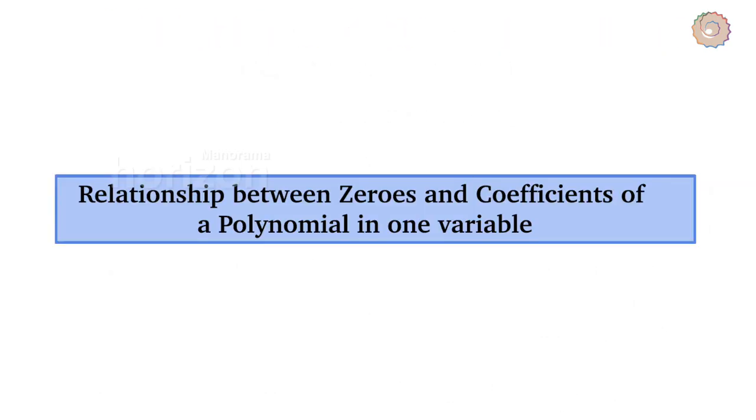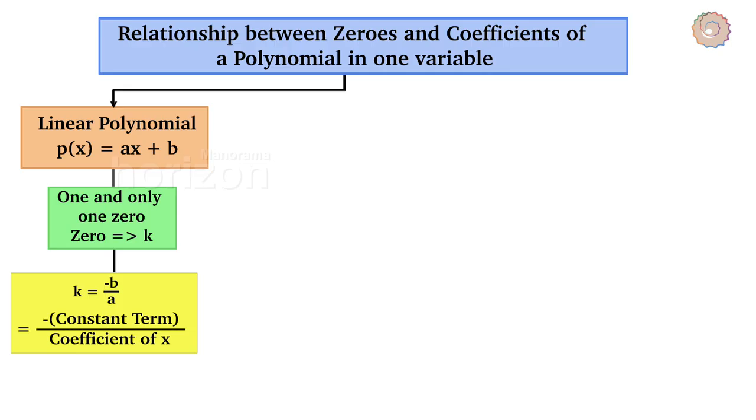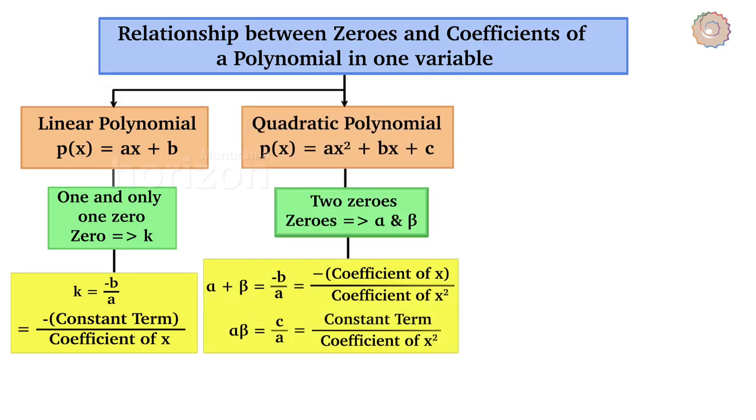So we can conclude that there is some relationship between the zeros and the coefficients of a polynomial in one variable. For a linear polynomial, the one and only one zero will be equal to minus constant term divided by coefficient of x. For a quadratic polynomial, the sum of the two zeros will be equal to minus coefficient of x divided by coefficient of x², and the product of the two zeros will be constant term divided by coefficient of x².